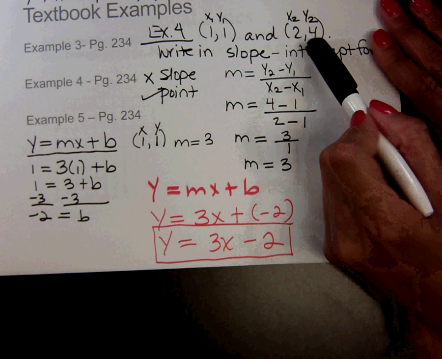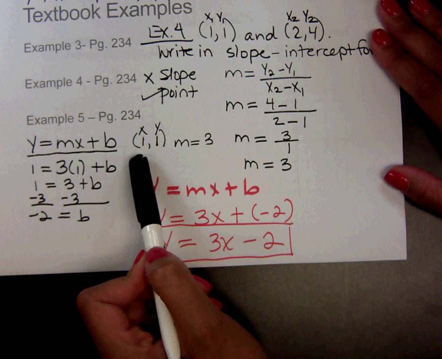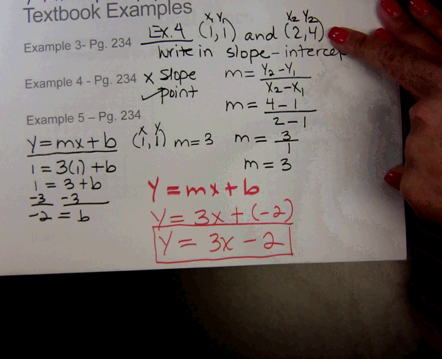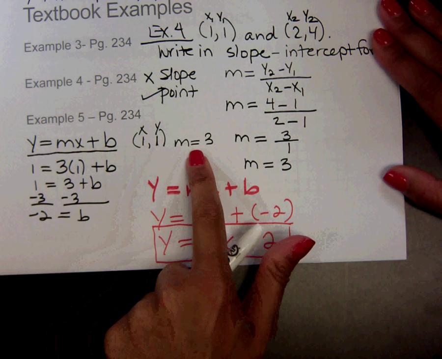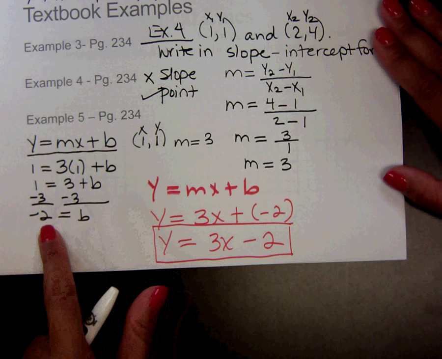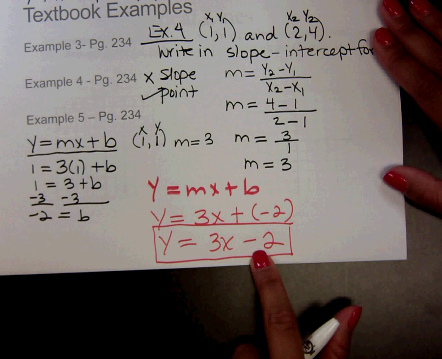The question is, could I have used (2, 4)? I could have. Any point. So if you want, later go back and look at (2, 4). Use the point (2, 4) and m equals 3. We'll still get b to be negative 2, and our equation will still be y equals 3x minus 2.